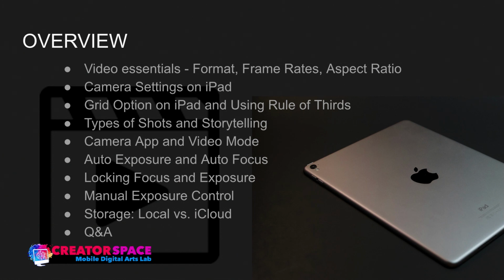Types of shots and storytelling. Then we're going to look at the camera app and the video mode in the camera app that's just built into our iPads. We'll look at auto exposure and auto focus and what that means. We'll look at locking focus and exposure and how that can help us control our image a bit better as well. And then we'll look at manual exposure, because once we lock, we can also make things brighter or darker with exposure. And then we'll look at some of the aspects of storage. So local versus iCloud storage and how that works. And then we'll have some time for a Q&A.